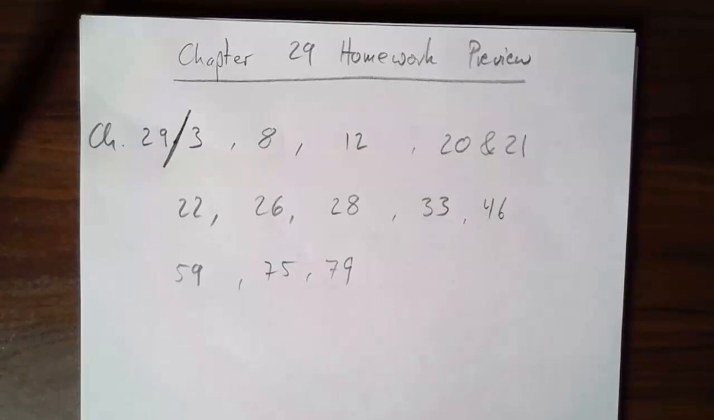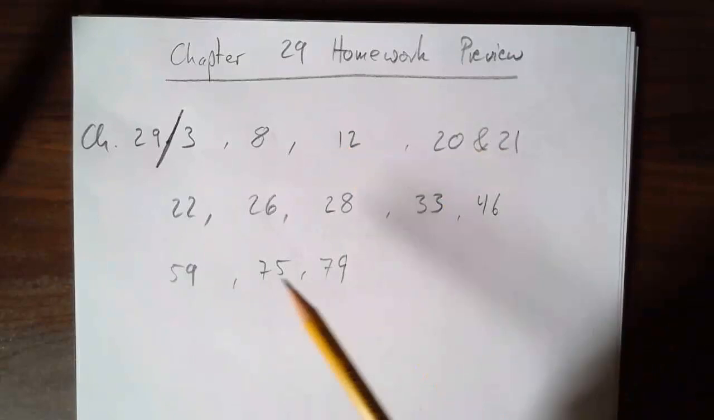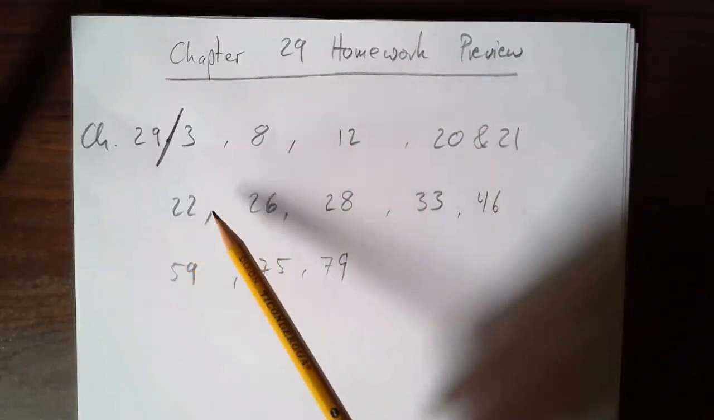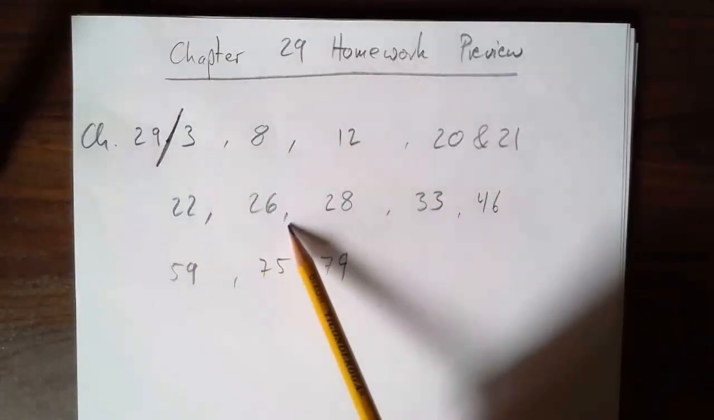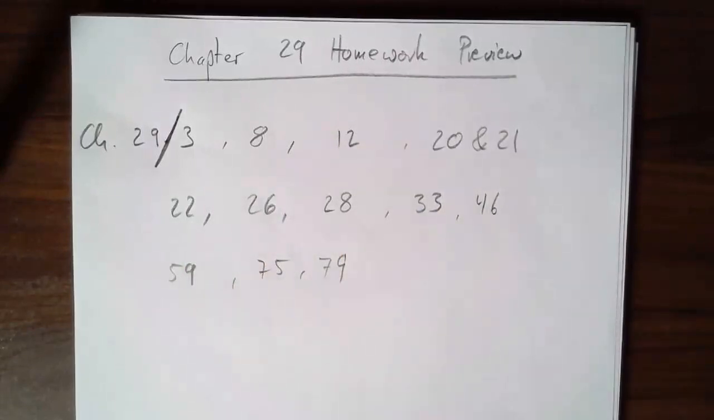In this preview, I'm going to go through some of the problems, actually a fair number. You see them here before you. In the first video, the one you're watching right now, I'm going to go through 3, 8, 12, 20, and 21. In the second one, I'm going to tackle the next row, 22, 26, 28, 33, and 46. And the last one, I'll tackle those three.